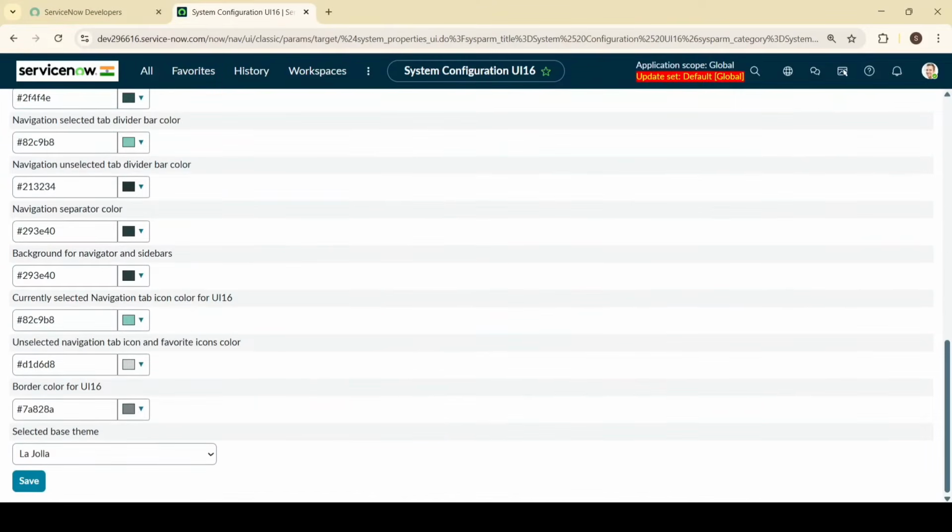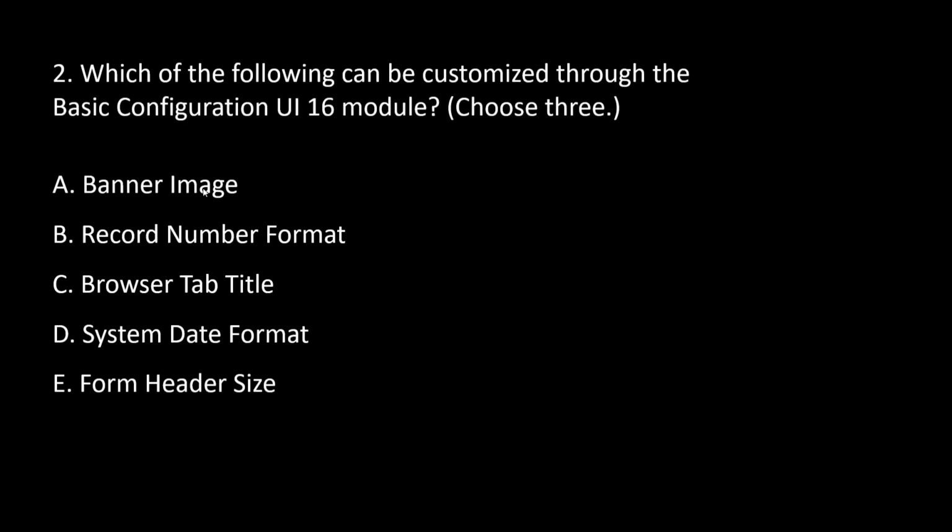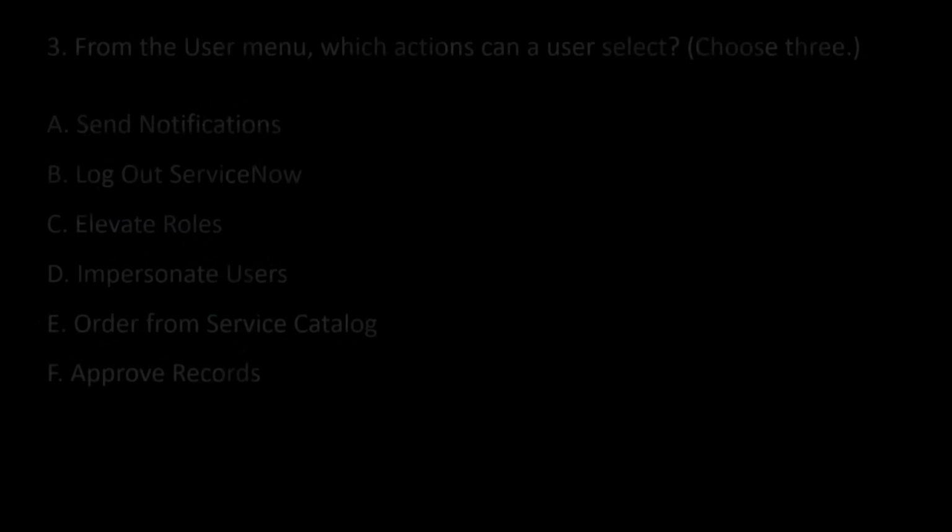Let's move on to the options here. We have banner image, fine, and we don't have any record number format. We have browser tab title, and we have system date format. Okay, let's move on to the next question.